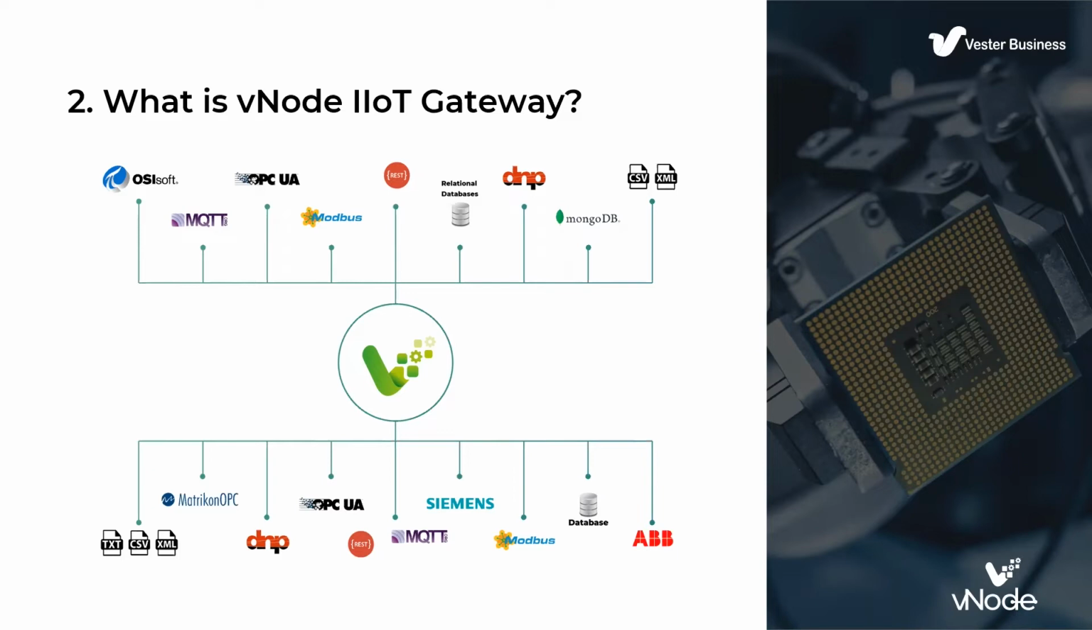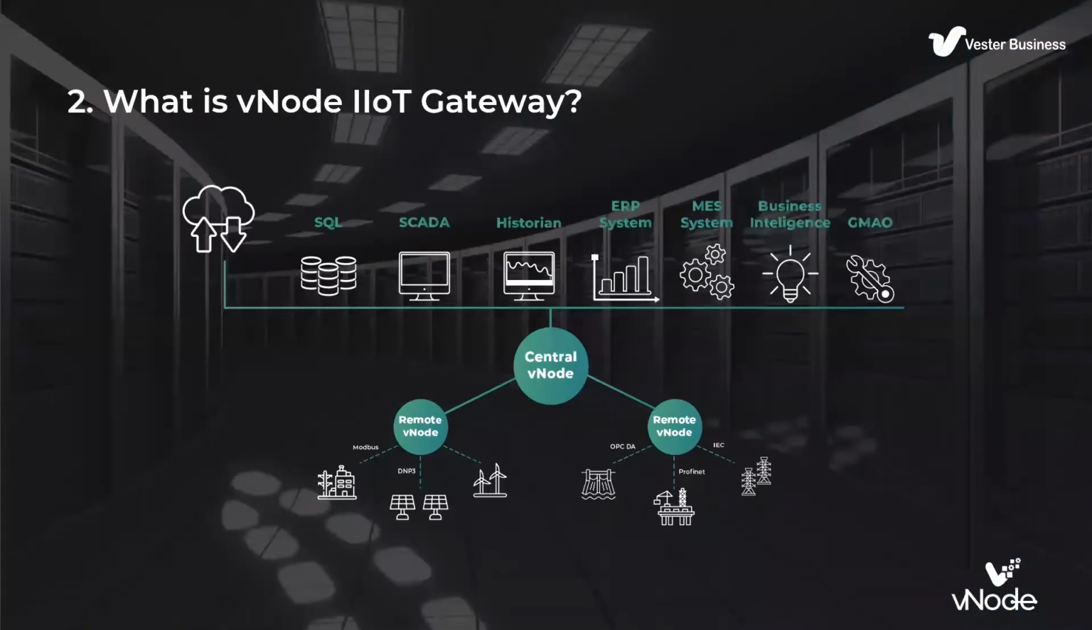However, vNode supports another kind of architecture, and this is called the distributed architecture. The good part of this architecture is that you can read data from multiple geographically different sites. For example, imagine that you need to collect data from 2 different sites in your country, or even from 2 different electrical substations in different countries as well.